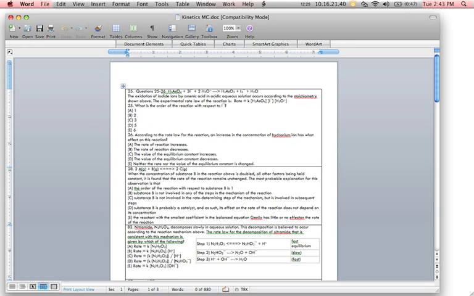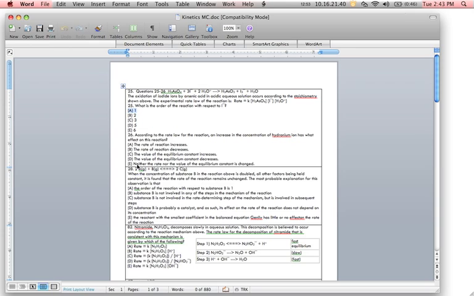Okay, on this first one, it says, what's the order of the reaction with respect to the iodine ion? Well, if you look at the rate law that they have proposed here, you'll notice that I does not have an exponent, so it's raised to the first power. With respect to iodine ion, it is first order reaction.